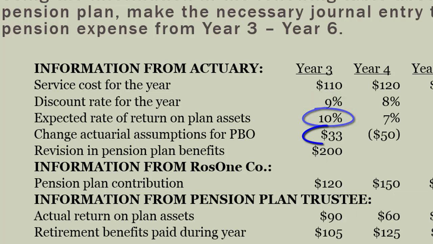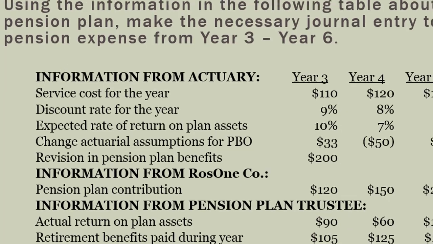Our actuary has changed some assumptions. Our PBO is growing. That's what that means, is a positive number. If a PBO grows, that's a credit, so we'll have to put that in as a credit. And then there's that $200,000 revision because of the changing contract that was part of example 2. In addition, ROS 1 has told us that they have contributed $120. The trustee that is investing the plan assets says that they made an actual return of $90 and they paid out benefits of $105,000. So with all that information, we are ready to jump into our worksheet.